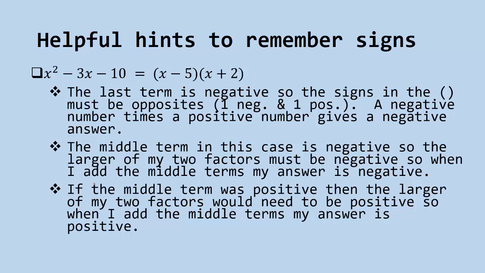If the middle term was positive, then the larger of my two factors would need to be positive. So when I, again, add the middle terms, my answer is positive.